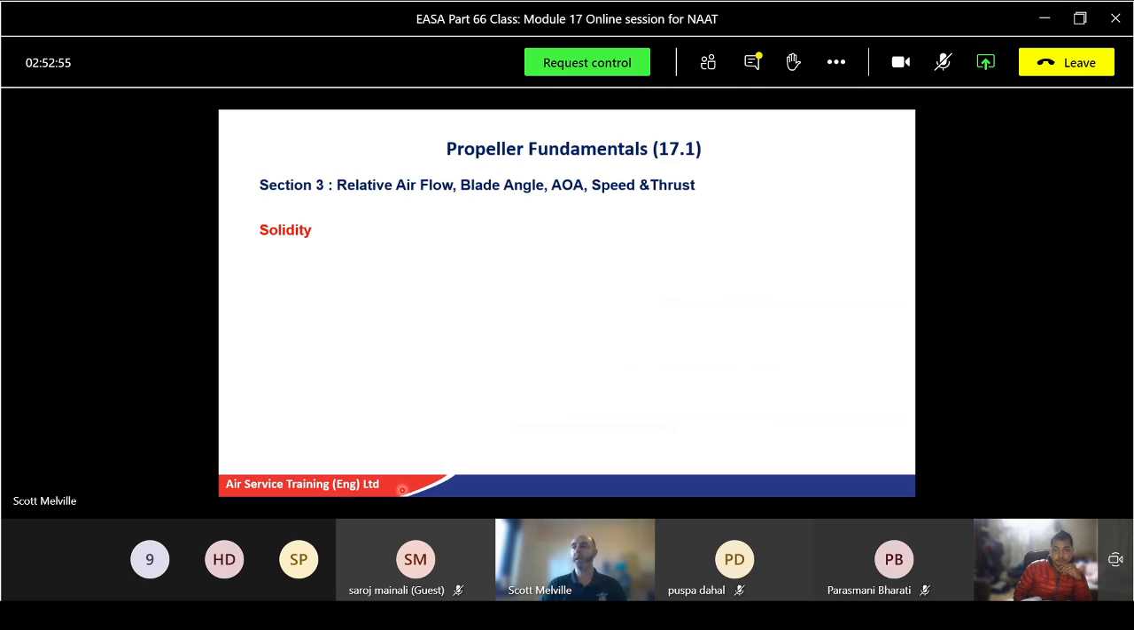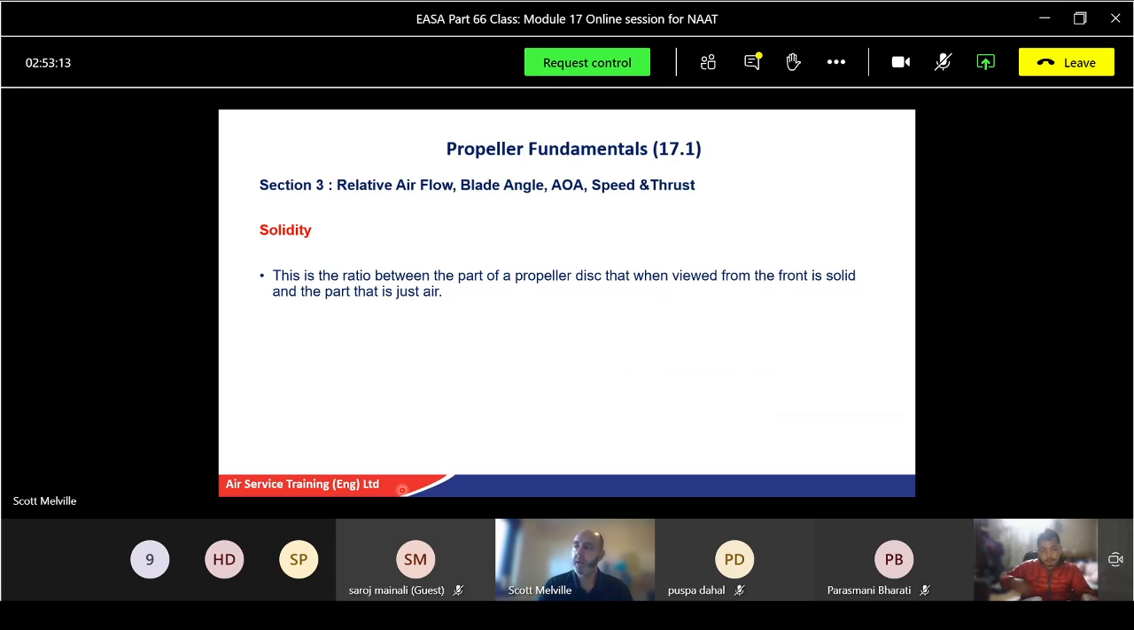So I mentioned solidity before. Imagine a propeller is just one big round disc, and all we've done is cut it into maybe 2 bits or 3 bits or 4 bits. So there's a space in between that disc now, so it's not a solid disc. So solidity is the ratio between the part of the propeller disc that, when viewed from the front, is solid and the part that is just space, in other words, the spaces in between each propeller blade. If it was one big propeller blade, it would just be one big solid disc. So obviously it's not, we can't use that. So we look at how many blades make up the solid part of the disc.